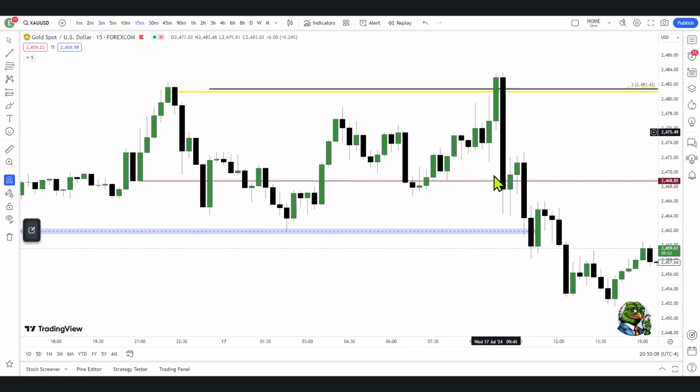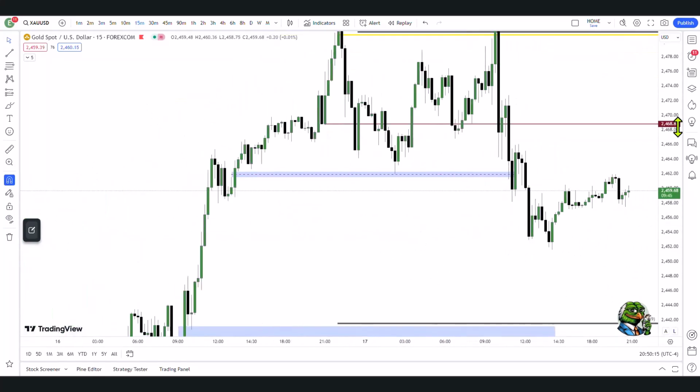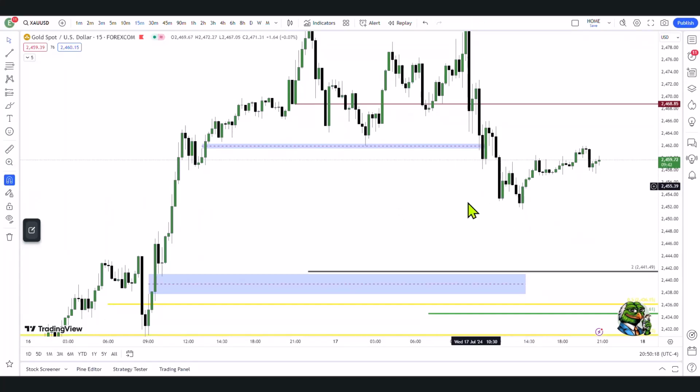Now, let's talk about the short. I'm already short. Okay, I said in my previous videos, I'm looking for a move down, I said I'm looking for a 300 pip move drop. We're starting to get that. I'm looking for this level here, as I've already mentioned.